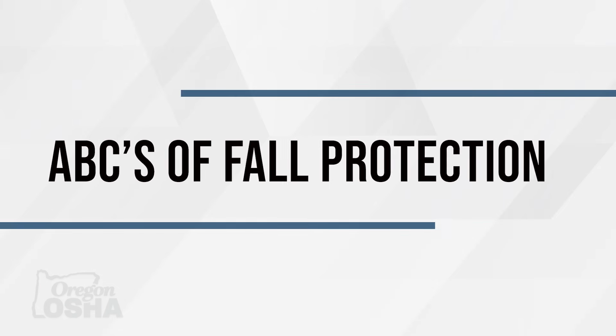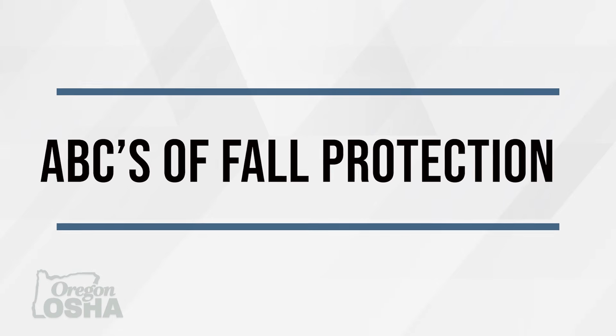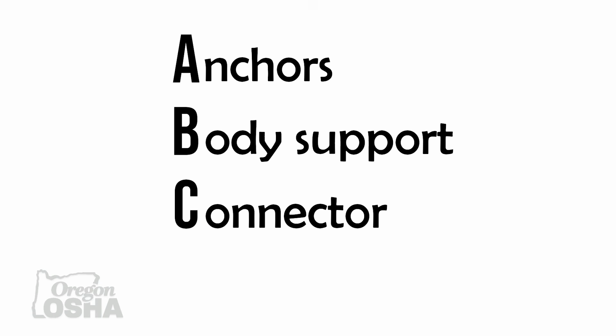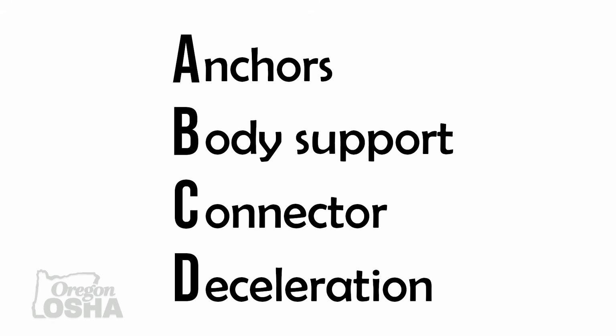Before we discuss fall protection systems, let's look at some component definitions. We'll begin with the ABCs of active fall protection. That's anchors, body support, and connecting devices. We'll also look at deceleration devices, so it's more like the ABCDs of fall protection.